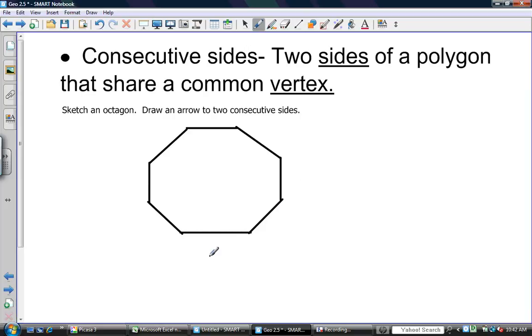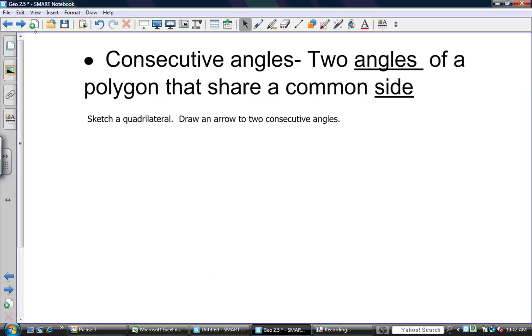And I draw an arrow to 2 consecutive sides. Well, there's a side, and 2 consecutive sides would be 2 in a row, like those. Consecutive just means 2 in a row, or in a row, I should say. A baseball team could win 5 consecutive games, that's 5 games in a row.